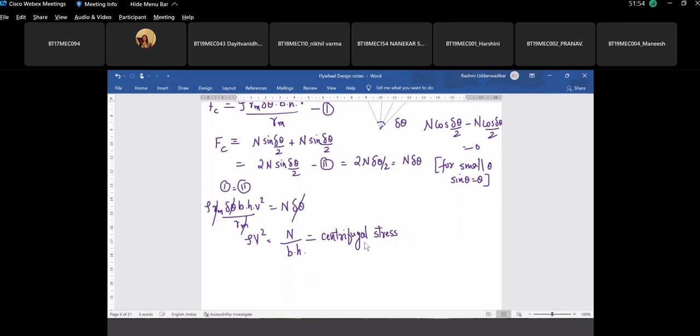Or the normal stress. So this is the stress which is induced because of centrifugal force. So this rho v square is centrifugal stress, or N by bh is centrifugal stress. And it is always acting perpendicular to the cross section of the flywheel, cross section of the flywheel rim.